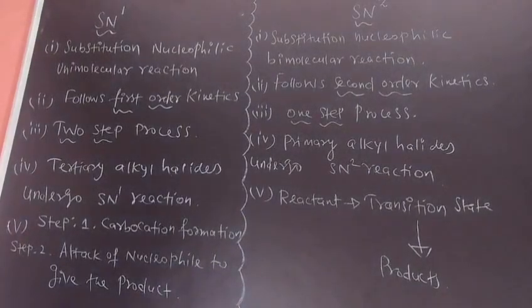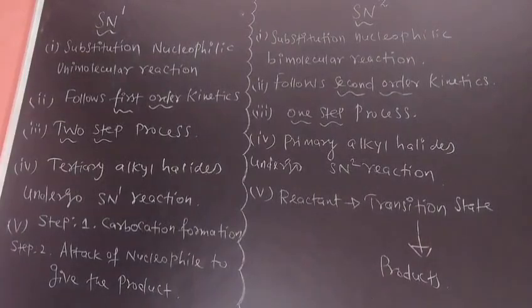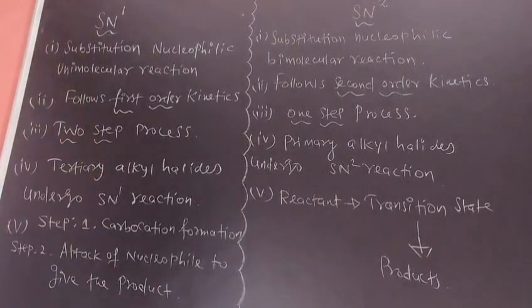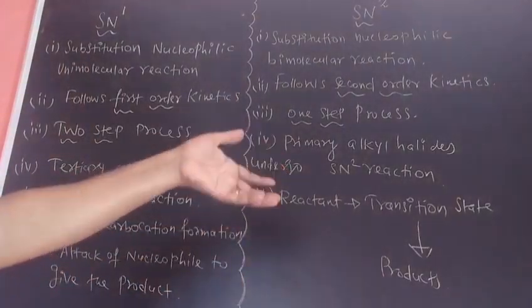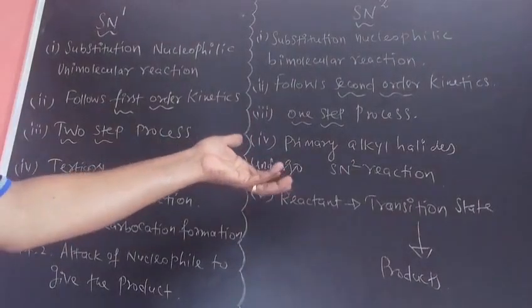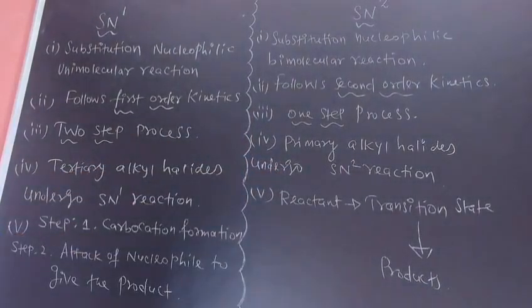In SN1, step 1 is the formation of carbocation, and step number 2, attack of nucleophile towards the carbocation to give the product. But in SN2, reactant forms a transition state. Immediately the transition state is unstable, it becomes converted to products.